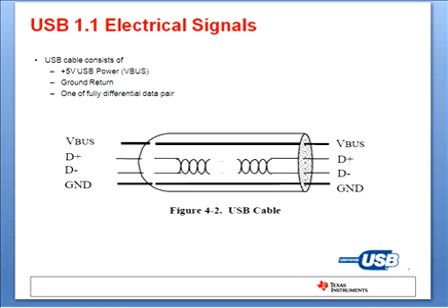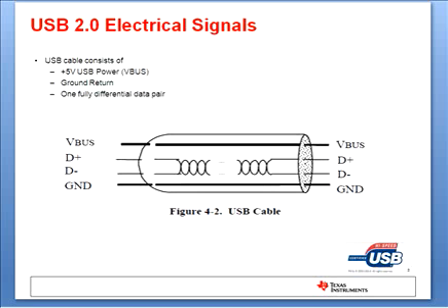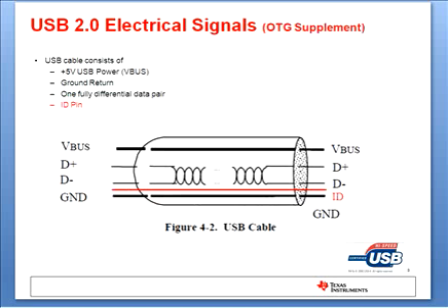USB 1.1 consists of 4 electrical signals. The first being a plus 5 volt USB power supply. This is commonly referred to as V-bus. The second is a ground return. The remaining signals make up the fully differential data pair. USB 2.0 reuses the same 4 wires as specified in the 1.0 standard. The exception to this is when the on-the-go or OTG supplement of the USB 2.0 standard is used. In this case, a 5th signal, or the ID pin, is also present.